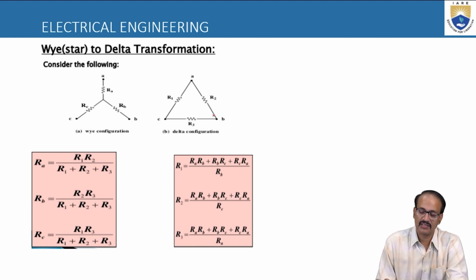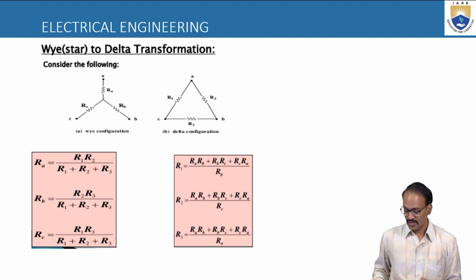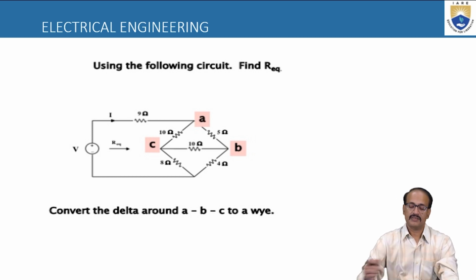But here we have to observe which resistors are connected to which point. To point B, R2 and R3 are connected. So RB is R2 R3 over R1 plus R2 plus R3. And similarly RC: the denominator is common, R1 plus R2 plus R3, and to point C, R1 and R3 are connected. So I will write RC as R1 R3 over R1 plus R2 plus R3. This is the simple way to remember the formulas.